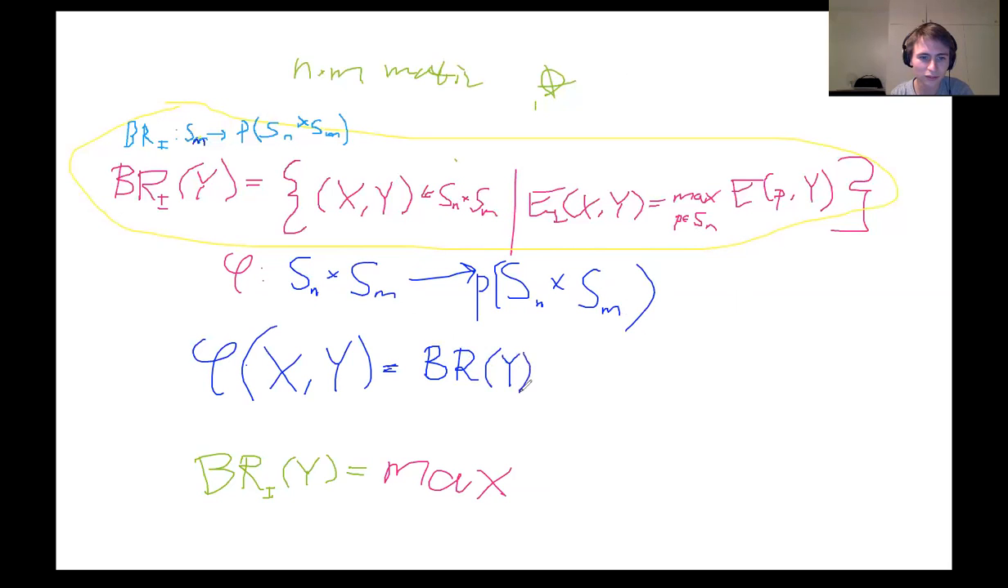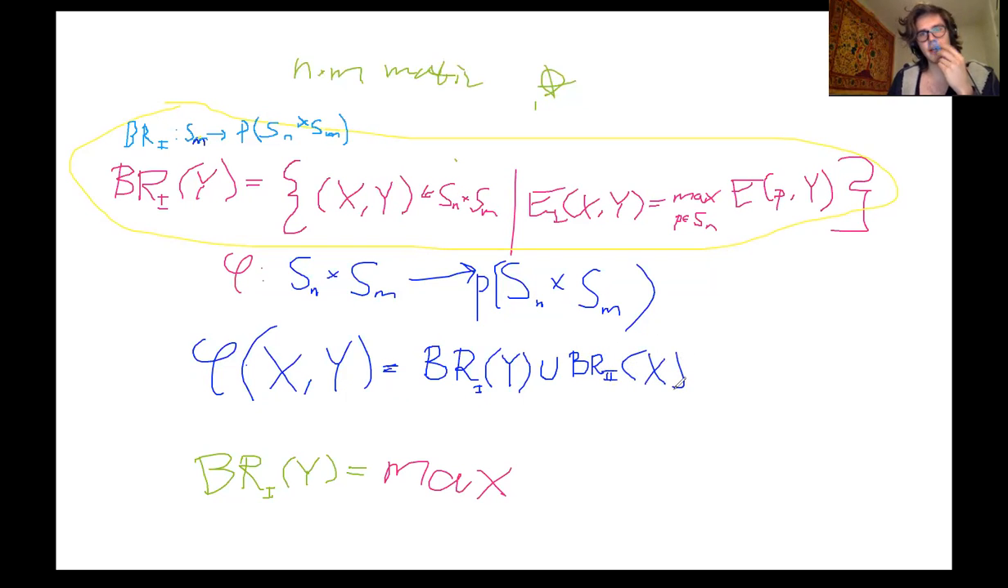For y, play one. And since I defined this like this, it's actually going to be, let's see, is it going to be the union? It should be the union, I think. I didn't define BR2, but I think you guys can figure it out. Yeah, so let me just see if I'm correct. I think I am.